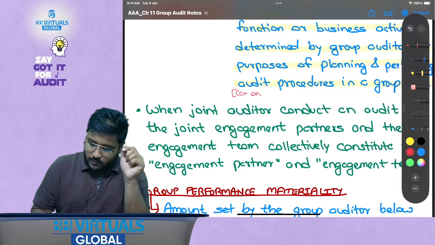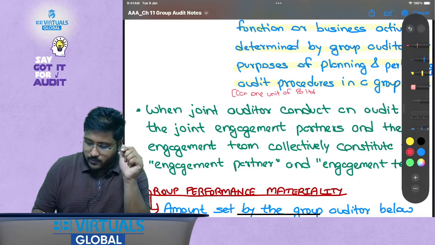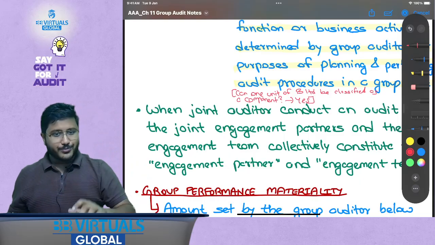Can one unit of B Limited be classified as a component? So the answer is yes. I hope this is clear.